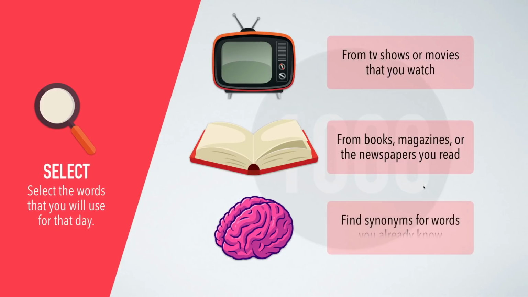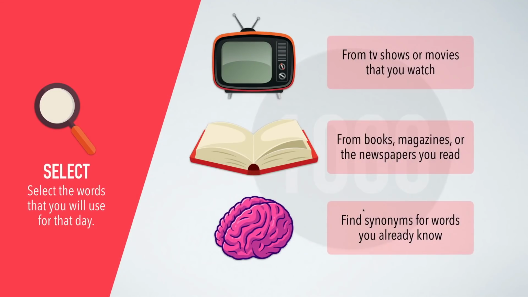And another way of selecting words is to find synonyms for words you already know. So, for example, you already know the word big, right? But maybe you've never heard the word enormous. After me. Enormous. Excellent. Now, the word enormous just means very big. It's a synonym for the word big. So you can choose words that you already know and select 3 of them and then find synonyms for the words. This is another way to select 3 words. Step 1 of the formula.